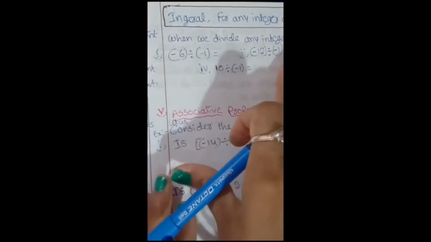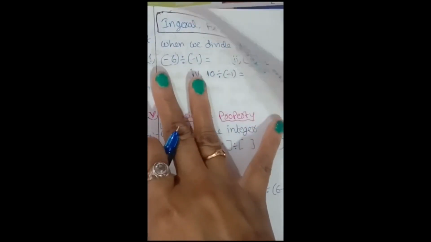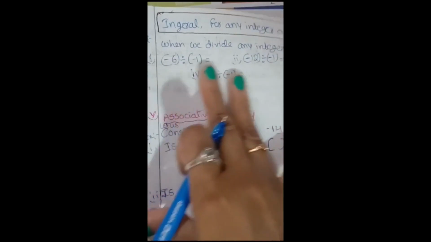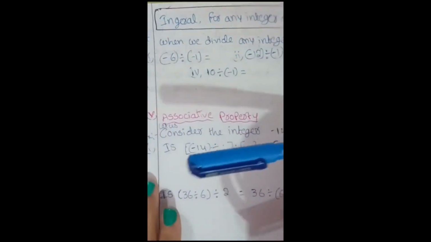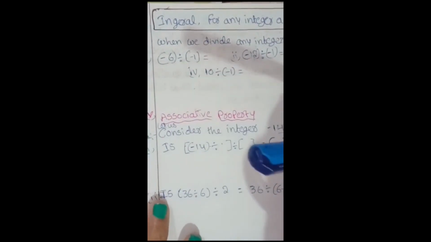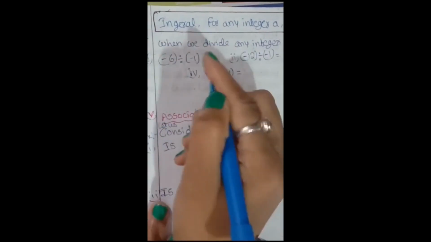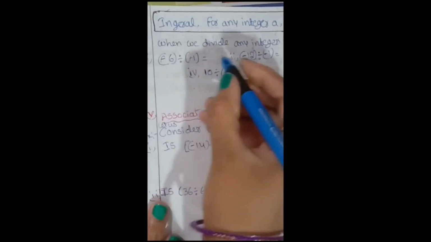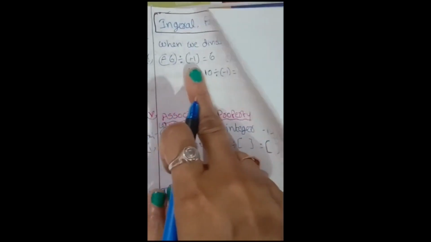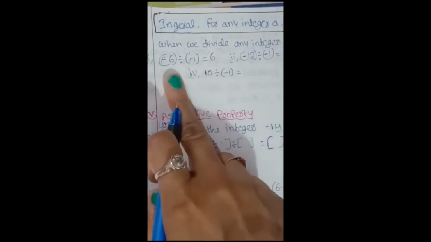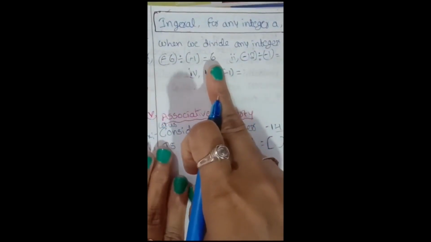When we divide any integer by minus 1, let us take some examples. Minus 6 divided by minus 1: minus by minus is cancelled, so we will get 6 as the quotient. Here it is not the same answer; we will get a different answer.